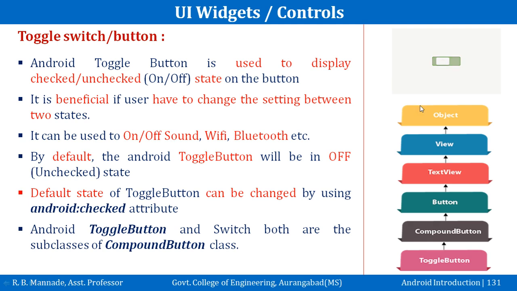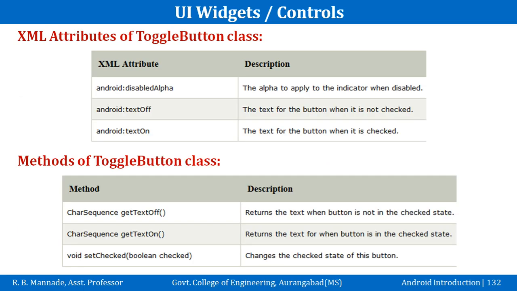In Android, this is the class hierarchy of the toggle button or toggle switch. It means toggle button is a subclass, derived from the CompoundButton base class, and CompoundButton is derived from Button, which is from TextView, from View, and View is derived from the Object class.